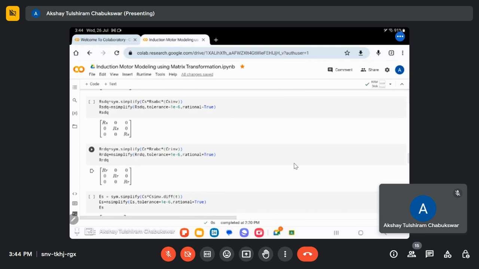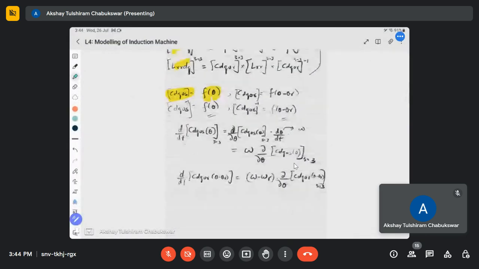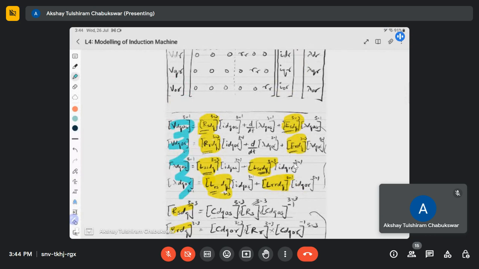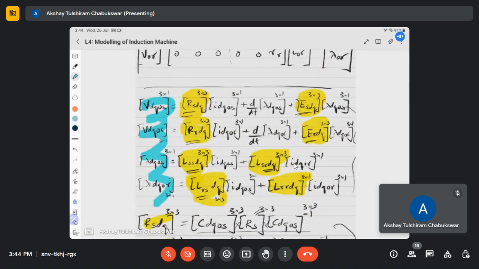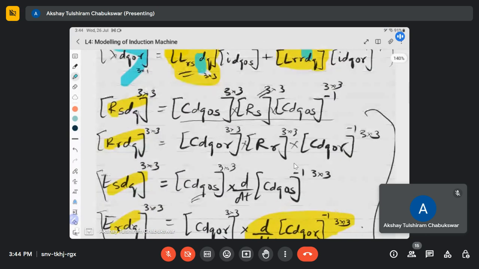Then comes the modeling. Now comes identifying these matrices, these 8 matrices. First is RSDQ. What is the value of RSDQ? C dq0s into RS into C dq0s inverse.